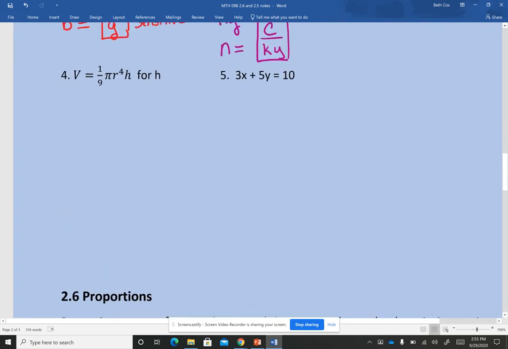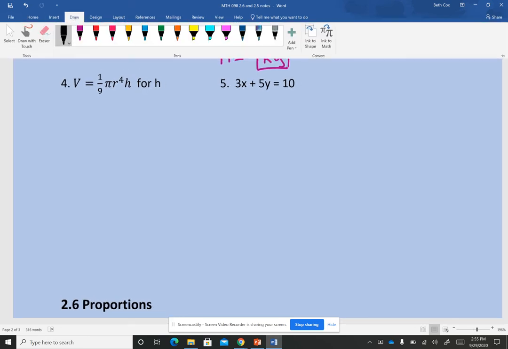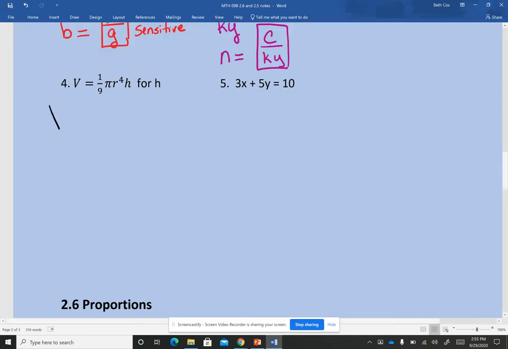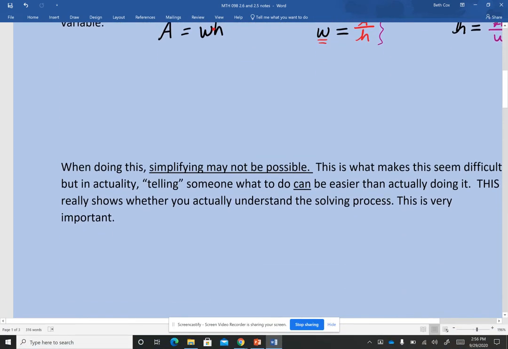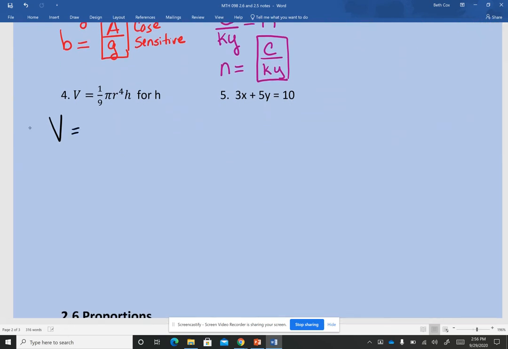Okay, so example 4, we're solving for H. Now this one is definitely very scary looking. So let's look at it really closely. Okay, so V is equal to 1/9 pi r to the 4th h. Now we are looking to solve for h. So I'm going to highlight h this time because that's what we're solving for. So all this other stuff needs to be removed.